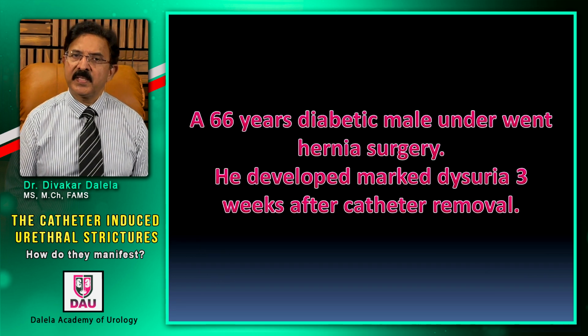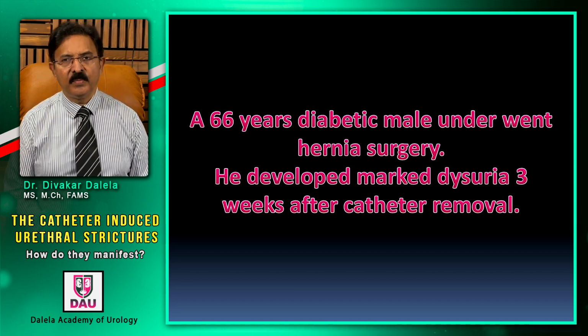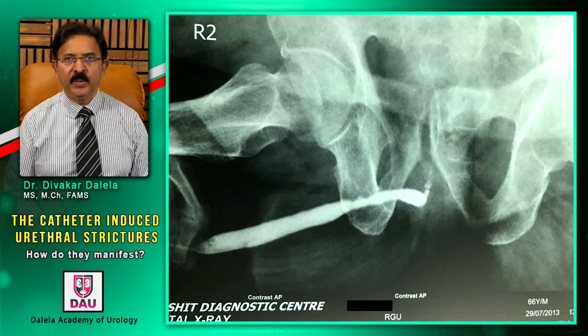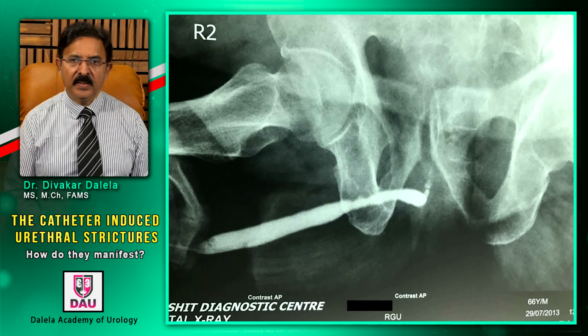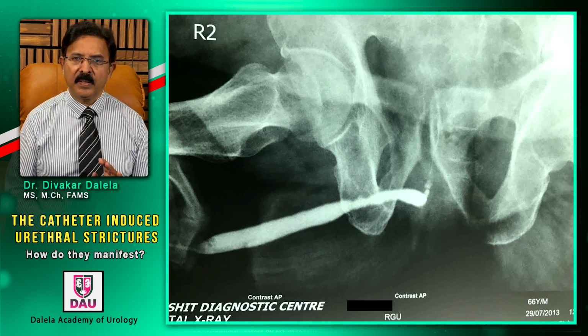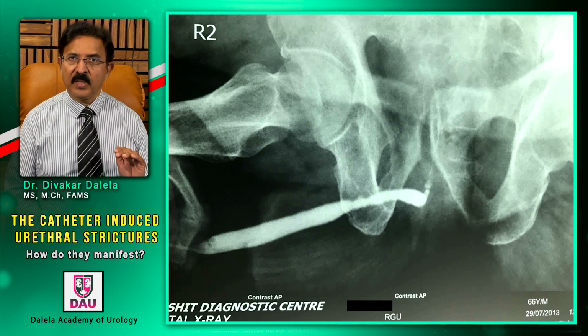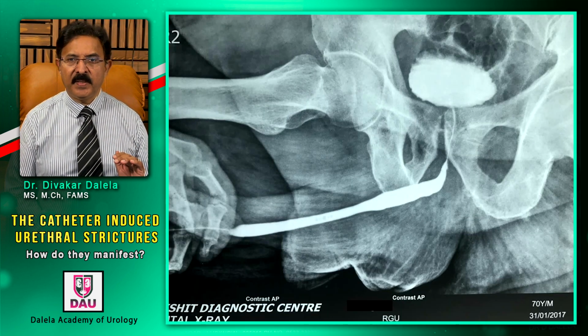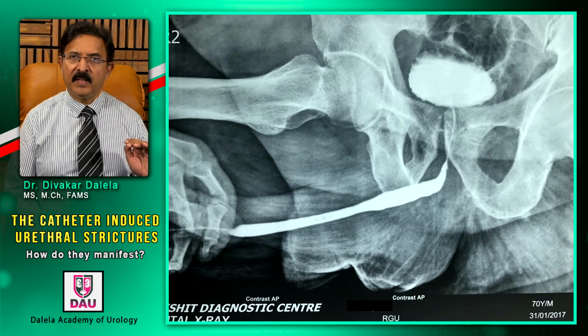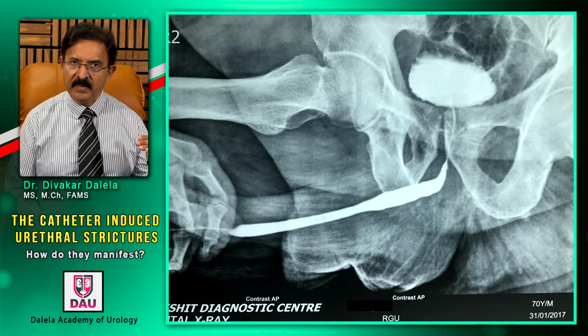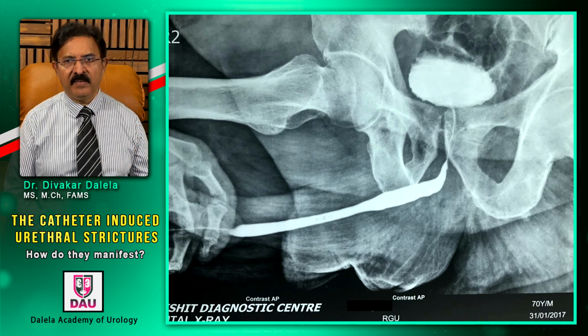Here is an example of a 66-year-old diabetic male who underwent hernia surgery. After the catheter removal, he developed marked dysuria. His urethrogram showed this kind of reaction in the proximal bulb. This looks like a stricture, but this also looks like urethritis. And this patient was advised dilatation over the guide wire, the coaxial dilatation, followed by self-dilatation.